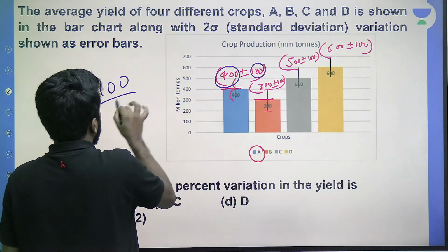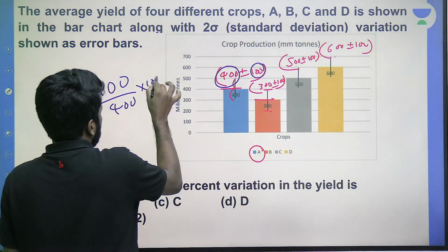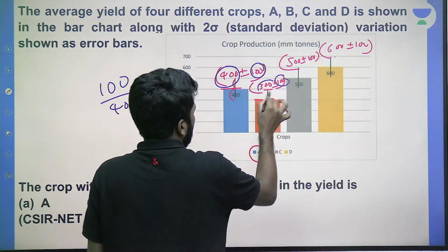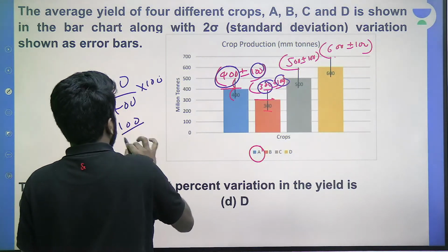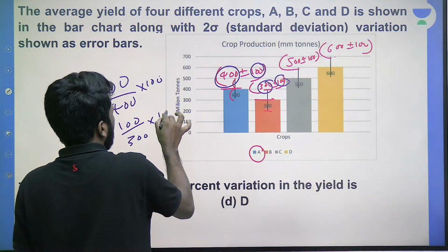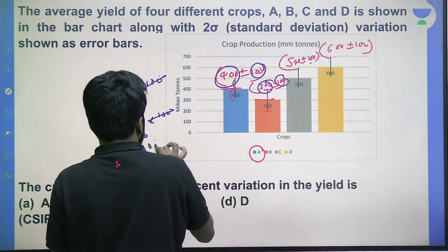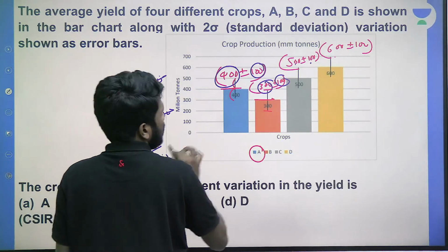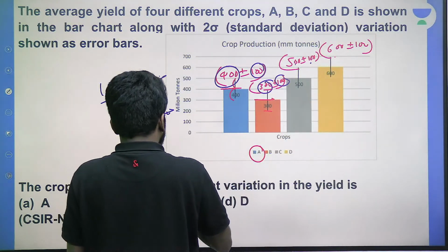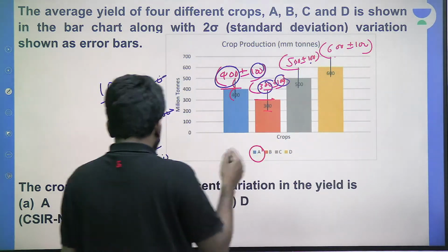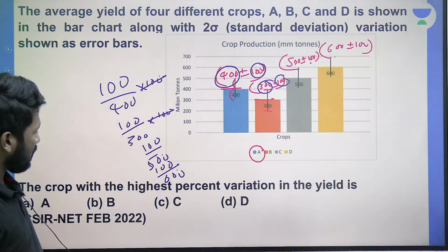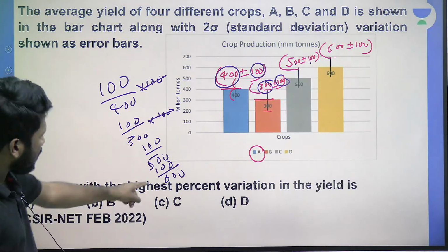100 out of 400 into 100. Similarly here, 100 out of 300 into 100. So into 100 is common, so we don't have to worry about that. 100 out of 500 into 100 is common. 100 out of 600. Among these values, which of crop A, crop B, crop C, crop D has the highest variation percentage?